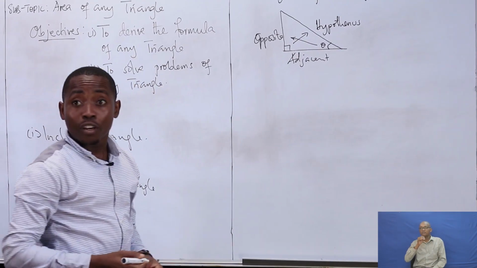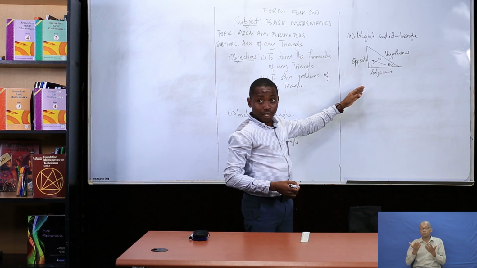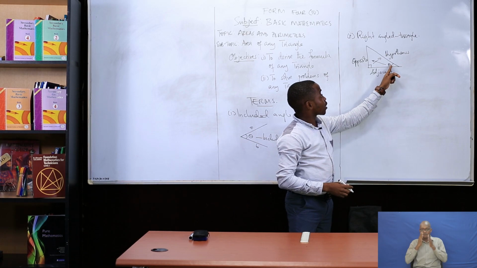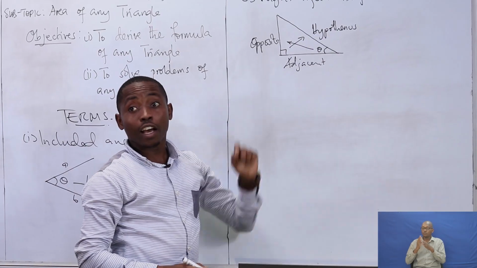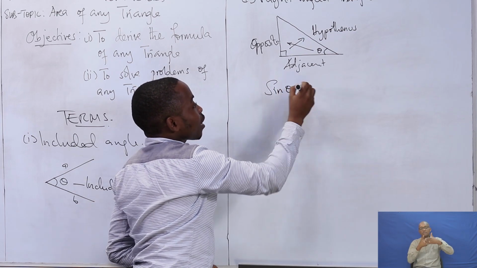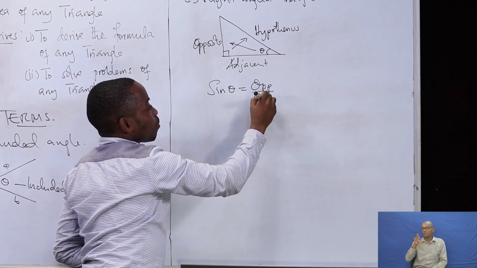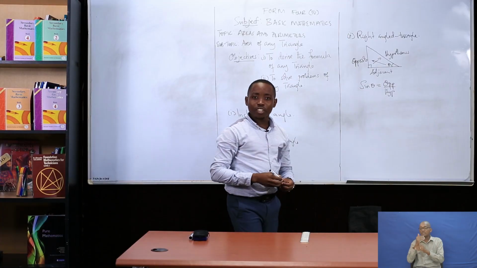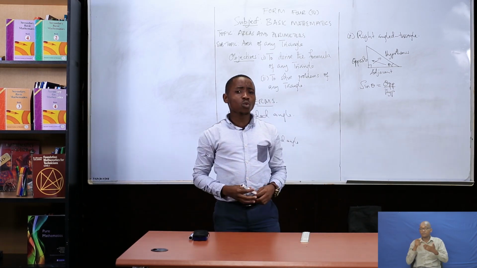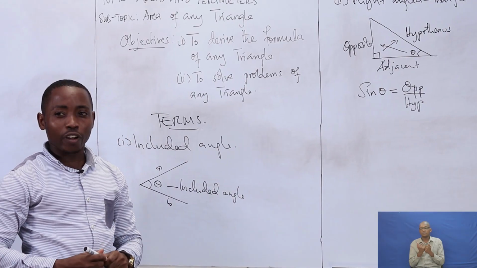So by knowing this, we can have those trigonometric ratios. And the trigonometric ratio that we need to focus on is the one which includes this angle, the opposite side, and hypotenuse, which is known as sine. Sine of our angle theta equals the opposite side divided by hypotenuse. Now, these are the two major concepts that can help us get to know how to derive the formula of any triangle.